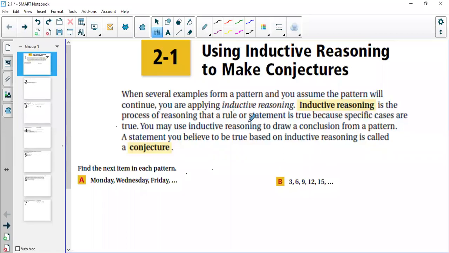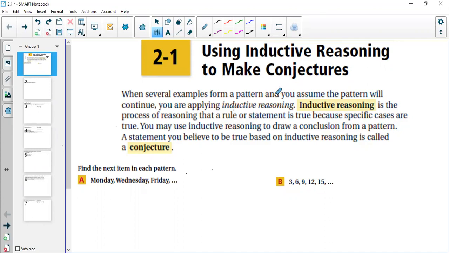Hello everyone. In this video we'll be looking at chapter 2 lesson 1, which is about using inductive reasoning to make conjectures. The words might look new to you because we have not used the words inductive and conjectures in math classes. So definitely this is something new.